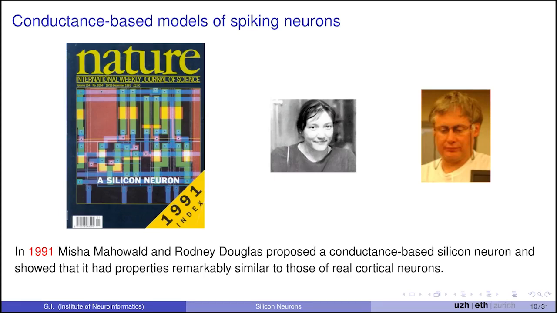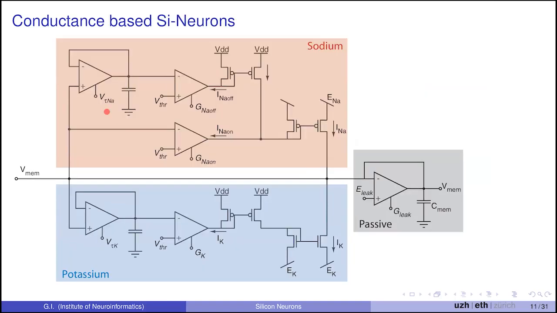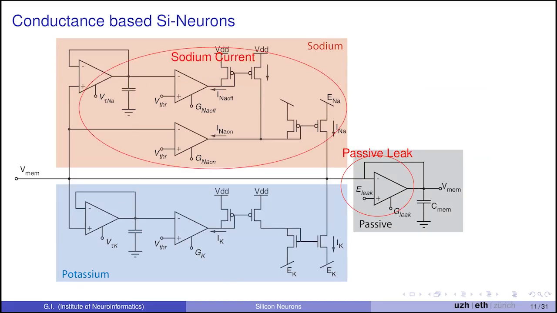Again, sorry if I keep on doing these historical digressions, but let's look at the actual circuit. So this is the conductance-based silicon neuron that Misha and Rodney proposed. It's relatively easy to go through, so I want to go through this with you. I think we have enough time. So there are these different building blocks: the passive leak, the sodium current, and the potassium current.